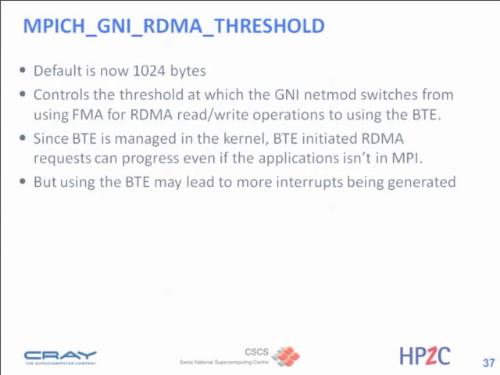This, for example, is the threshold that you can set to control whether your communication is implemented in the Gemini FMA or in the Gemini block transfer engine that I told you about this morning. You may want to try what happens if you change this threshold, increase or decrease it, and see if your communication is better or not, improves or not.